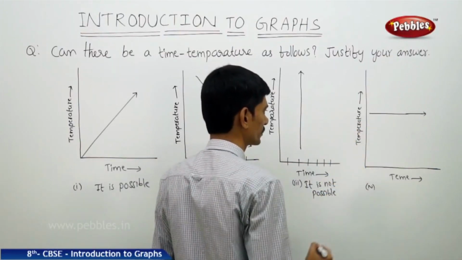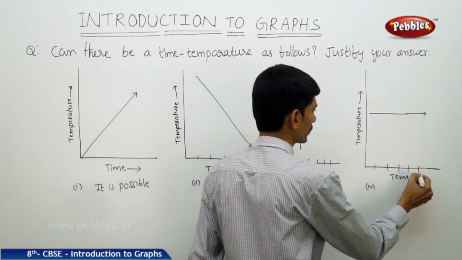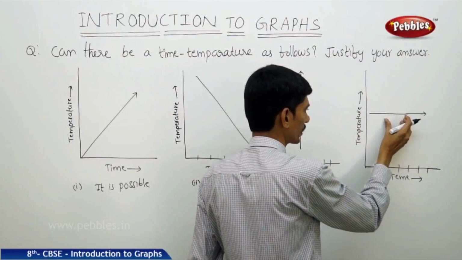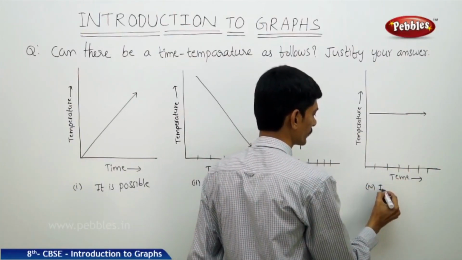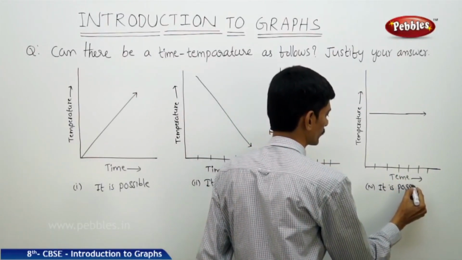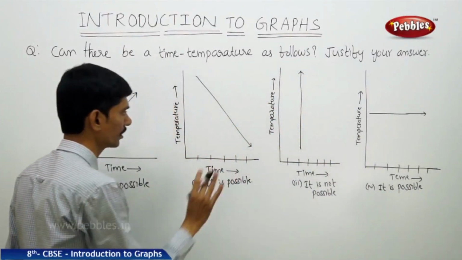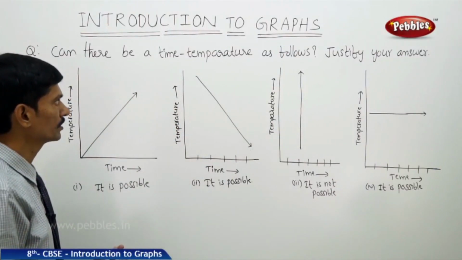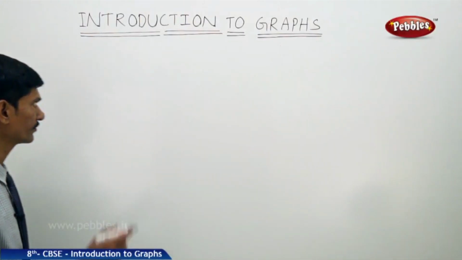Now in the fourth case, in the different time intervals, the temperature remains constant. So it is the horizontal line which is parallel to the x-axis. So this is also possible. Except in the third case, in all the other graphs, these represent the time temperature graph. Now let us discuss linear graphs.